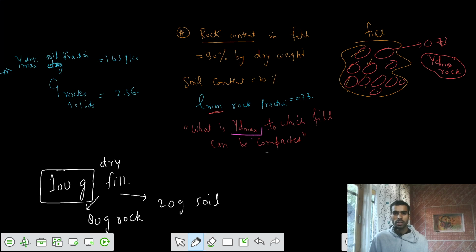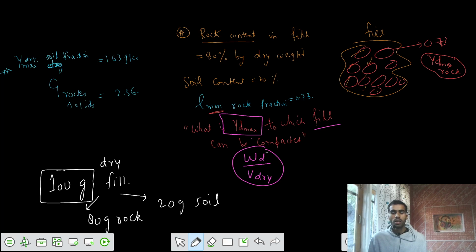So we need to find the maximum dry density of the fill. The dry weight of the fill divided by the total dry volume of the sample is your gamma dry maximum. We don't have any data given to us, so let's assume that we have 100 grams of the total dry sample of the fill, such that 80% is rock content and 20% is soil content.